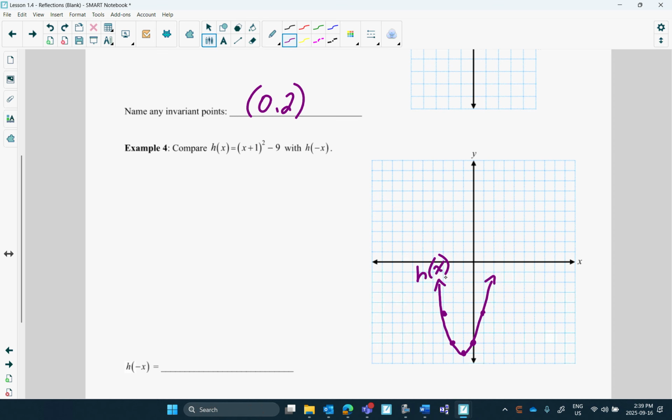And now we want to sketch h of -x. Well, take those 5 points, flip them over the y. So this one goes here. This one goes here. This one goes here. This one doesn't move. And then this one goes over here. So it's going to look like this.